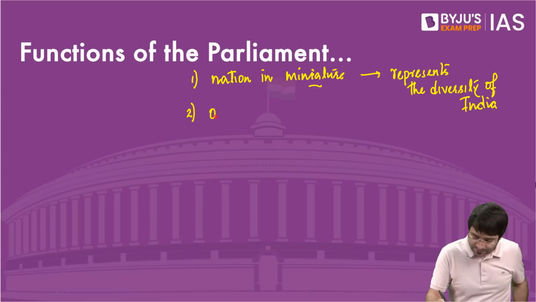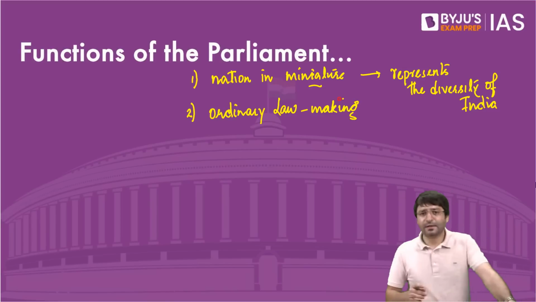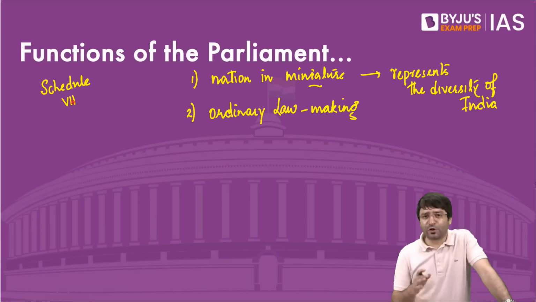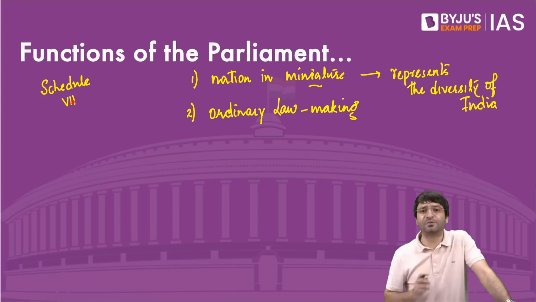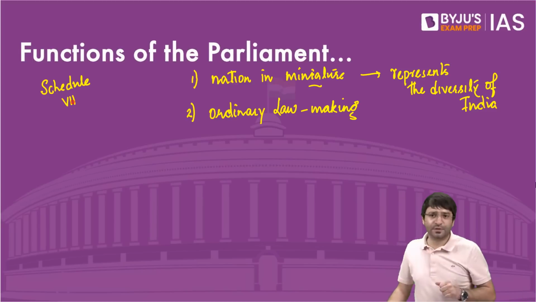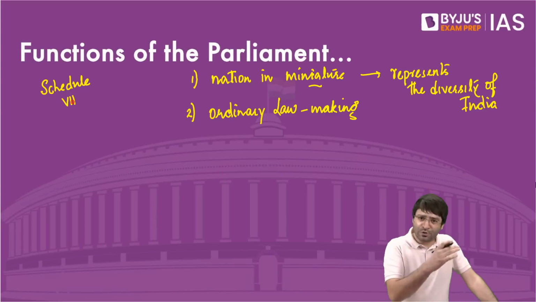It has the function of ordinary lawmaking. There is something known as Schedule 7 of the Constitution, which talks about distribution of legislative subjects. Union Parliament, these are the powers which are available to you. State legislatures, these are the powers available with you. These are the subjects on which you can make laws. And the concurrent list, where both Parliament as well as state legislature have the power to make laws.